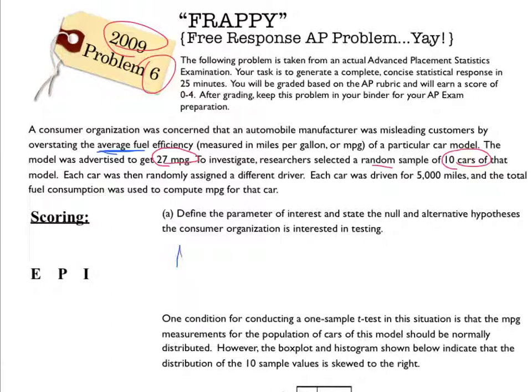So we're going to define our mu. And the way we would do that is we would just say mu equals average fuel efficiency. And we would say in MPG. And you would also want to make sure that you mention that it is of the population, so of population of this type of car.